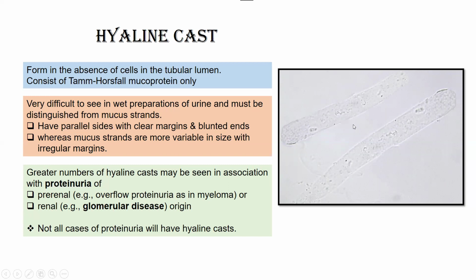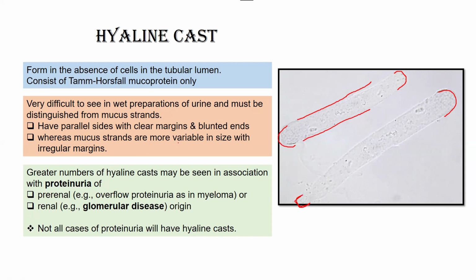You can see they are very light in color. They have parallel sides, clear margins, and blunted ends. This is an important thing to remember: these casts have parallel sides, and not only that, their ends are blunt. Like this is a blunt end. Similarly over here, it has blunt ends.